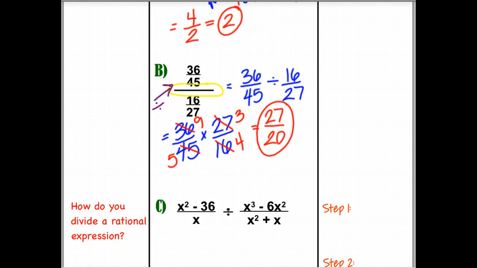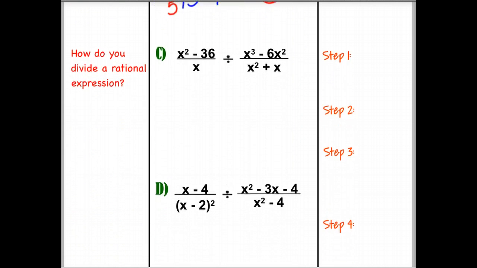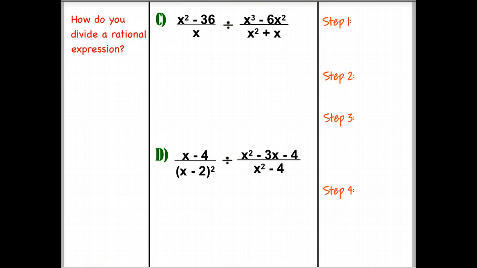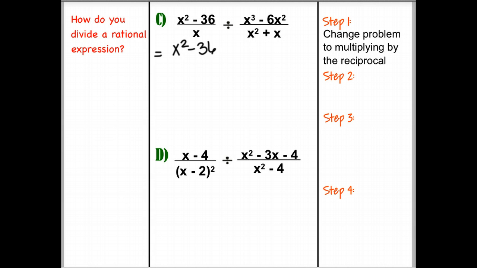The next type we're going to look at is starting to get into rational expressions. We have here x squared minus 36 all over 8 divided by x cubed minus 6x squared over x squared plus x. The first thing that we're going to do is to change the problem by multiplying by the reciprocal. So when I rewrite this, I have x squared minus 36 over x. I'm going to change it to multiplying by x squared plus x over x cubed minus 6x squared.